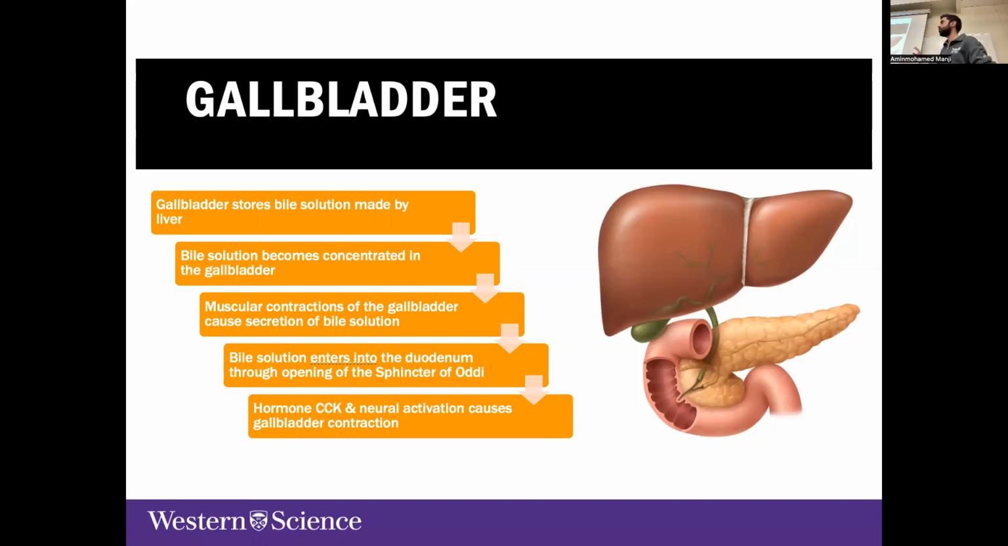And in the process of being stored there, water will actually be actively removed from that bile solution. That makes it much more concentrated. That means there's more bile salts within that solution, relatively speaking, which is going to help with lipid digestion in the small intestine. Once you've eaten food, the gallbladder is going to contract and release its bile, and ultimately it's going to enter into the small intestine.